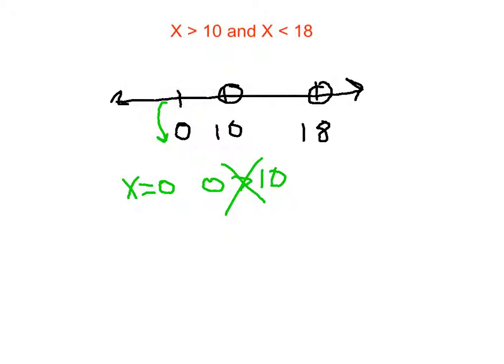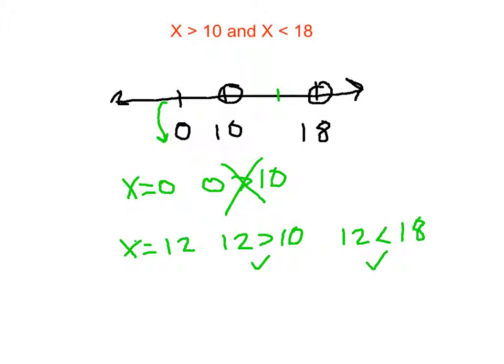Let's choose another number between 10 and 18. Let's say x is equal to 12. Is 12 greater than 10? Yes, so that works. It satisfies the first inequality. It now must satisfy the second inequality as well. So when we plug 12 in for x, we get 12 is less than 18. It works for both. So now we know that it satisfies both, and that's what this word "and" means. It has to satisfy both inequalities.